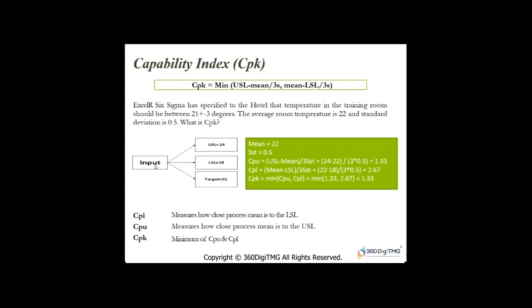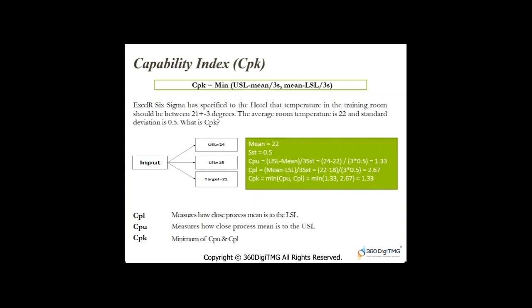What is the CPK value? It is the minimum of CPU and CPL. So it's the minimum of these two values, which turns out to be 1.33. Right, that's my CPK. What do I infer now?